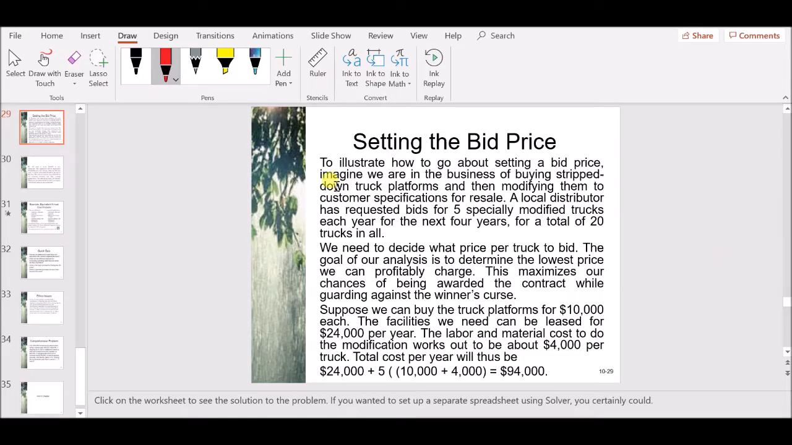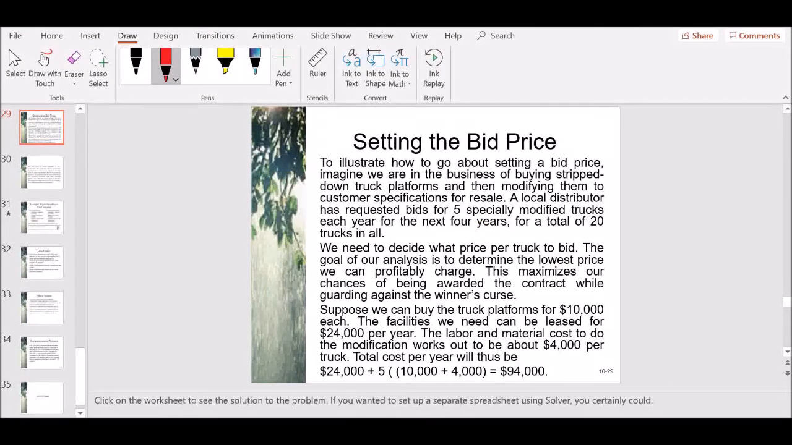So what we have here is an example from the book to illustrate how to go about setting a bid price. Imagine we are in a business of buying stripped down truck platforms and then modifying them to customer specifications for resale. A local distributor has requested bid for 5 specifically modified trucks each year for the next 4 years.